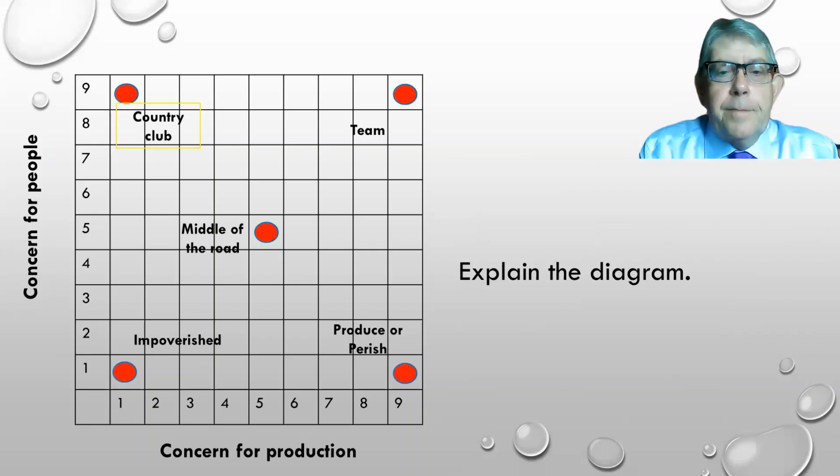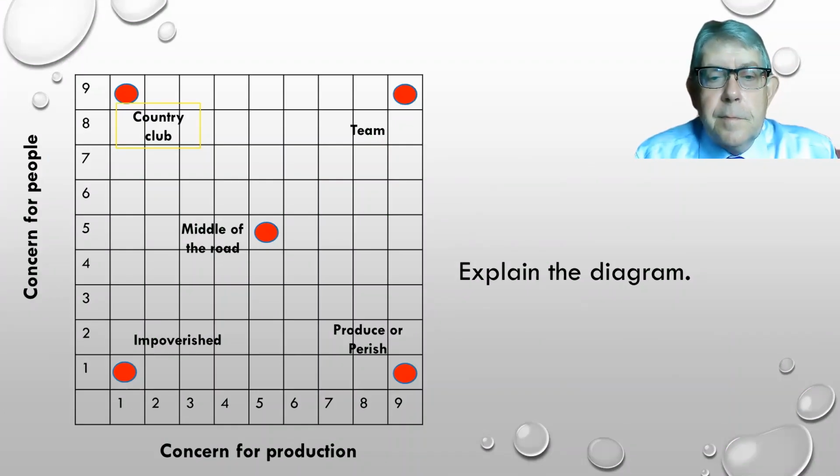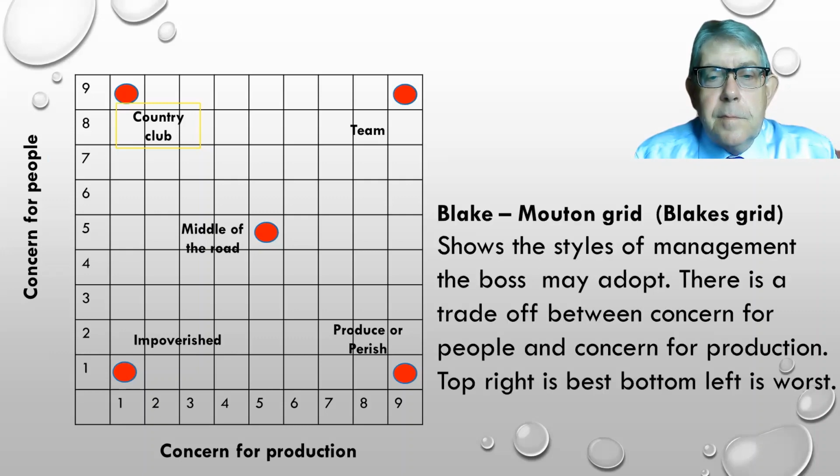Explain the diagram. This is the Blake-Mouton grid, commonly called Blake's grid. It shows the styles of management the boss may adopt. There is a trade-off between concern for people and concern for production. Top right is best, bottom left is worse.